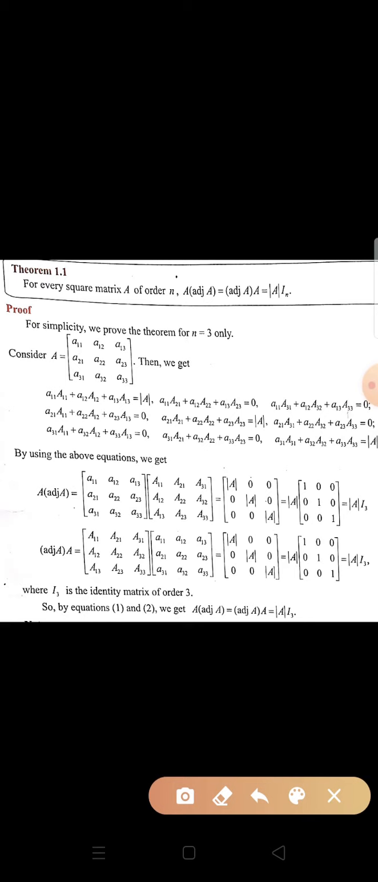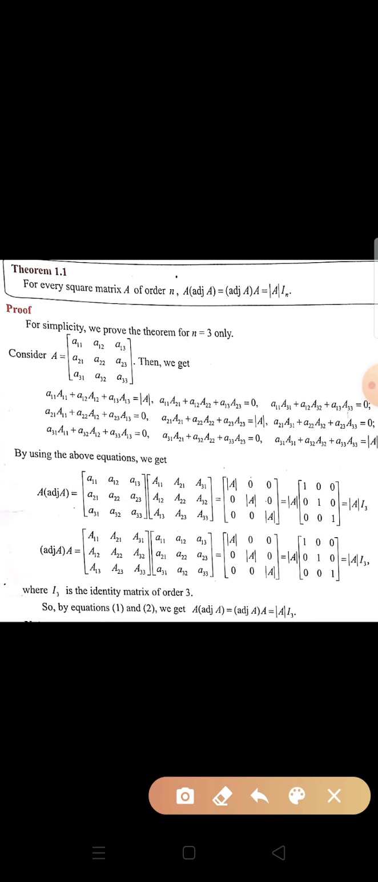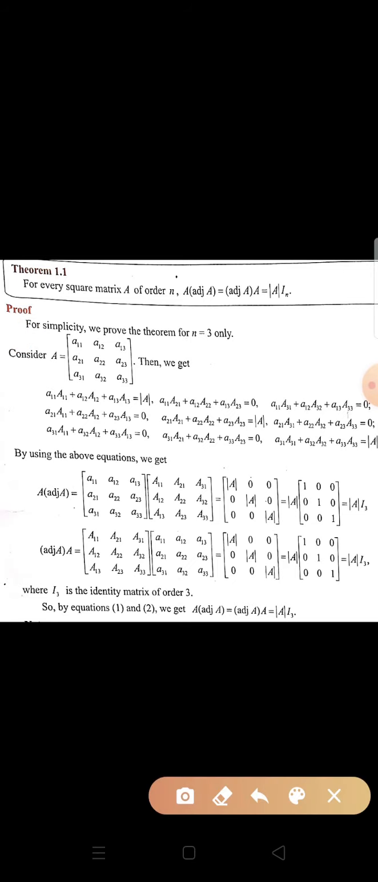Now the next step: we are going to find adjoint A into A. First we write adjoint A, next we write the A matrix. The same way, the 7 shape product. First row first column, first row second column, first row third column, then the second row, and the third row. Likewise, the answer will be determinant A 0 0, 0 determinant A 0, 0 0 determinant A. We take the common factor determinant A, and the next matrix is 1 0 0, 0 1 0, 0 0 1.